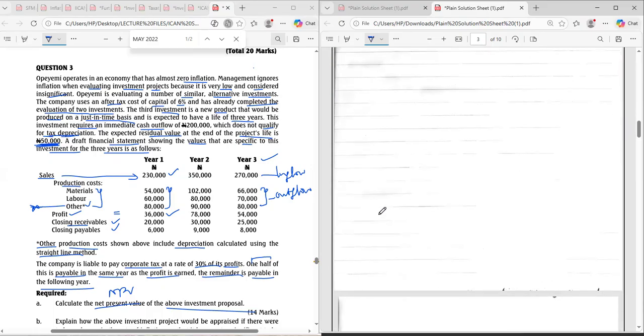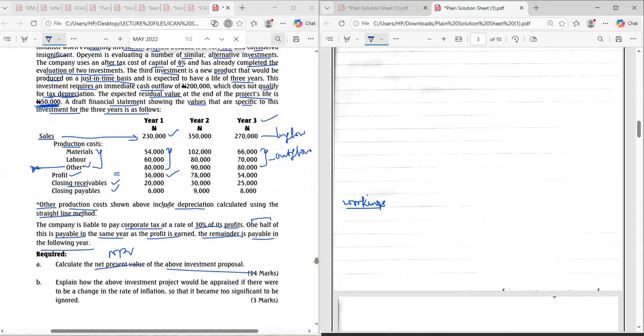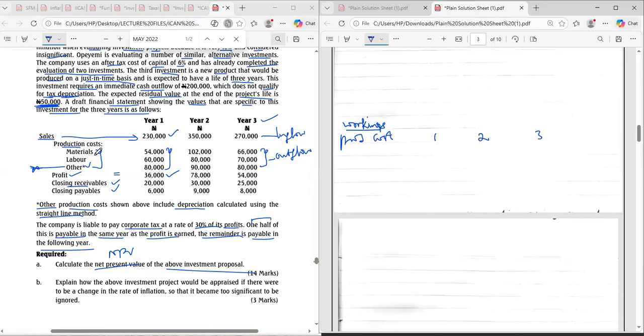Let's do a working for that. Work it. The reason why I'm doing working for production cost is because you know production cost is made up of material, labor, and order. And that order has depreciation. So we have to take out that depreciation. Do you understand? So for year one, 1, 2, and what? 3. So how much is production cost for year one? We have material, labor, and what again? Order.